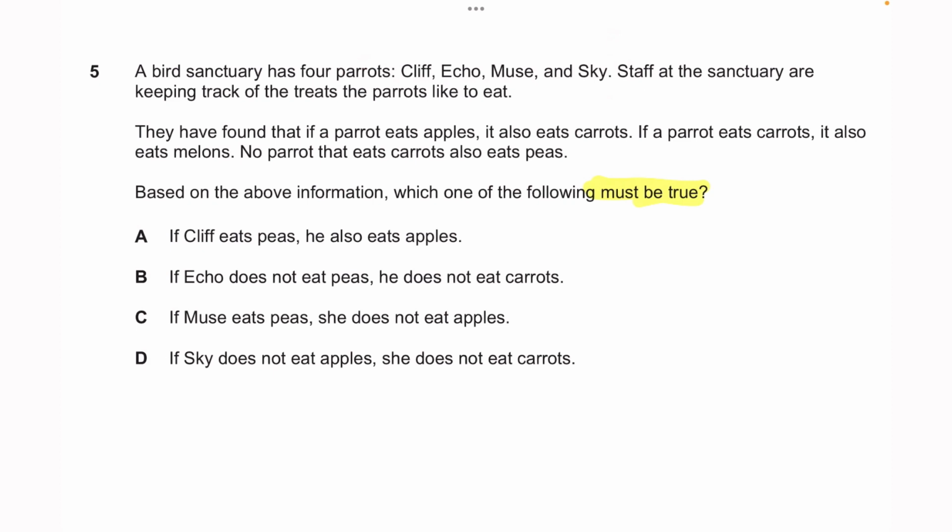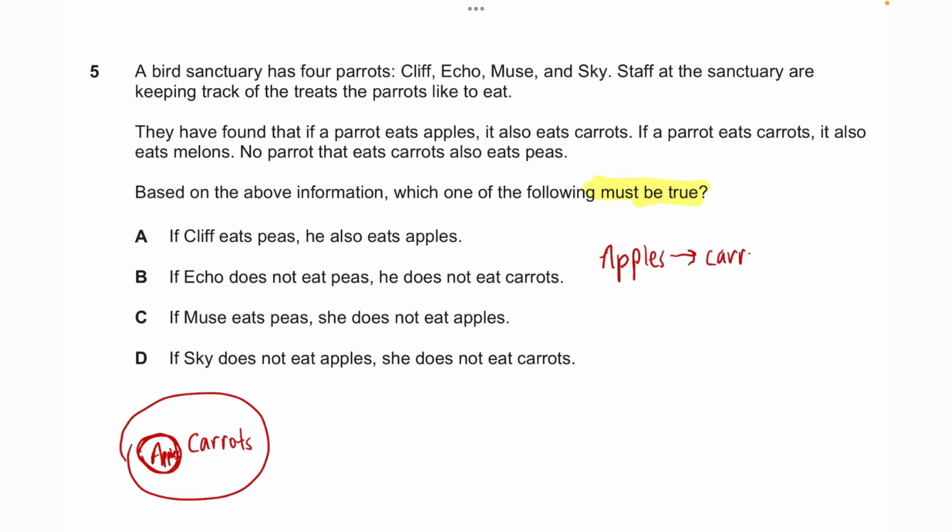So what we know is that they have found if a parrot eats apples, then it also eats carrots. So that's how we see it. And if you wanted to draw a little flow chart, if you eat apples, then you eat carrots. And the key thing about using arrows is that it goes one way, but it doesn't necessarily go the other way. That's the key thing about using an arrow.